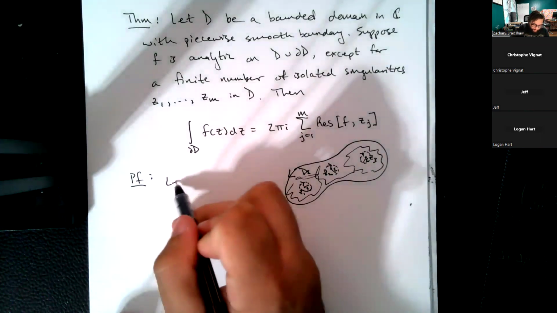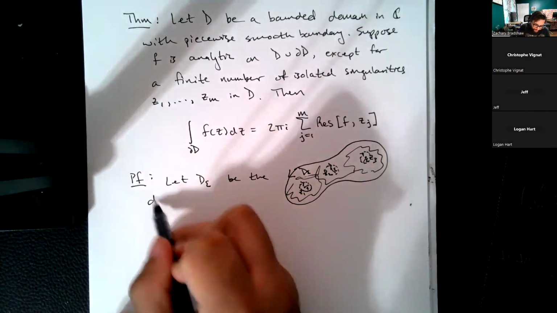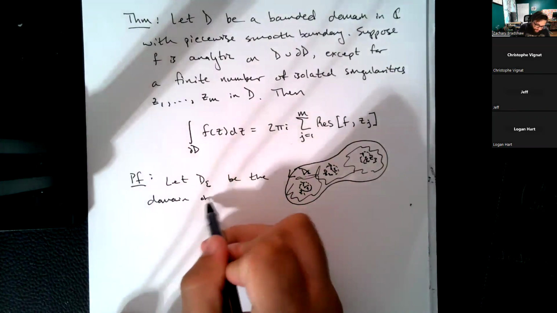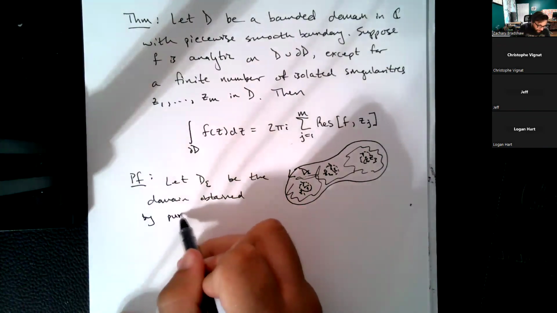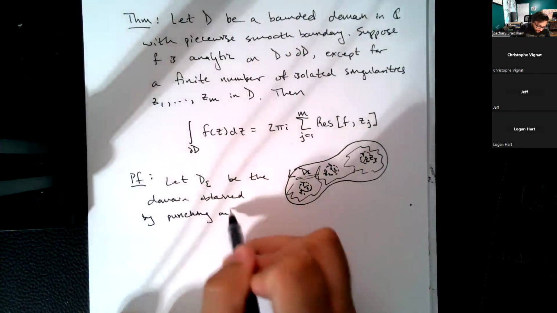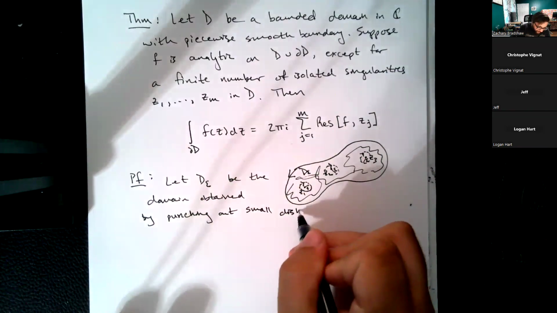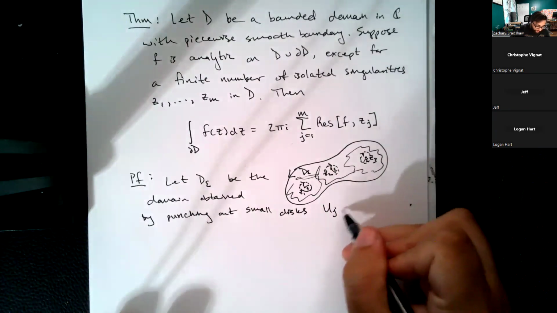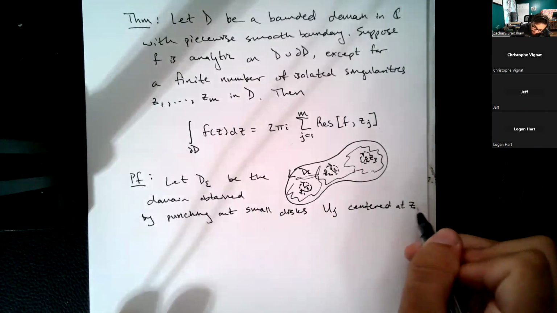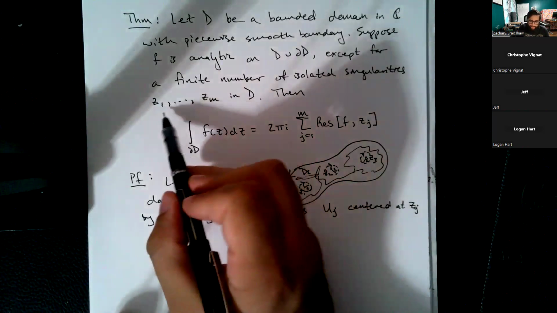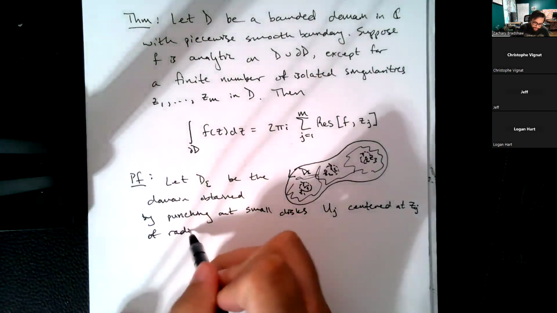Okay, so let's write that down. Let D epsilon be the domain obtained by punching out small disks. We'll call them Uj, centered at zj, so zj being each singularity. And we'll assume it's of radius epsilon.